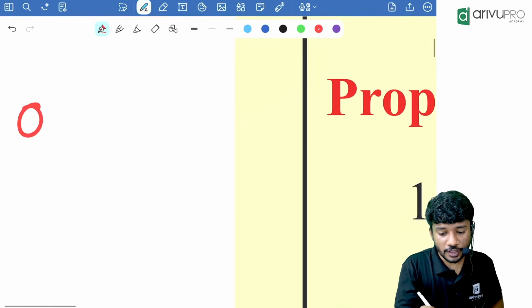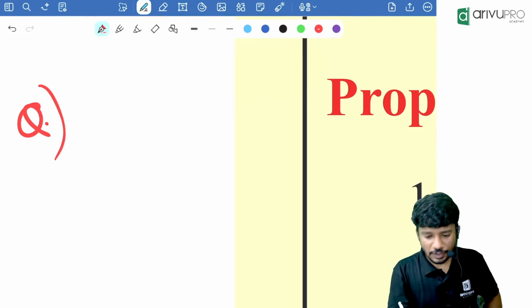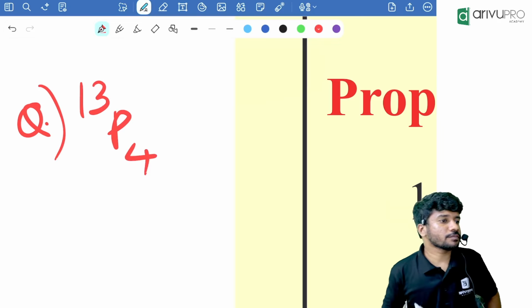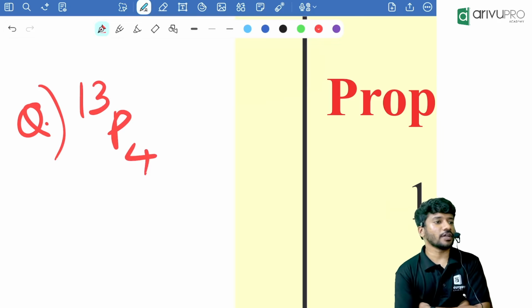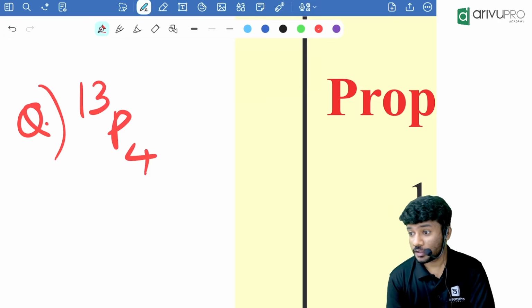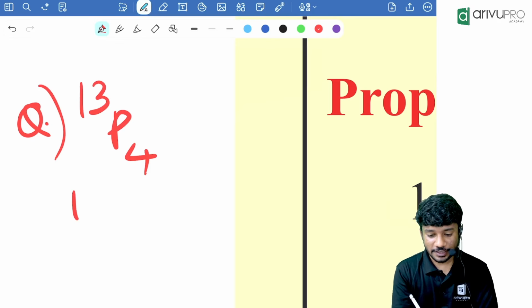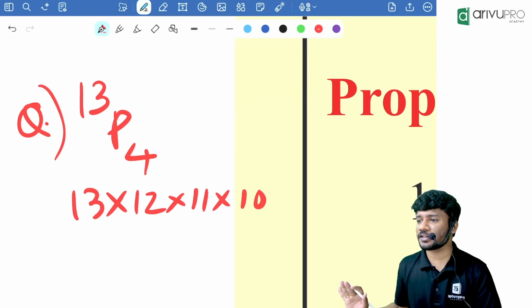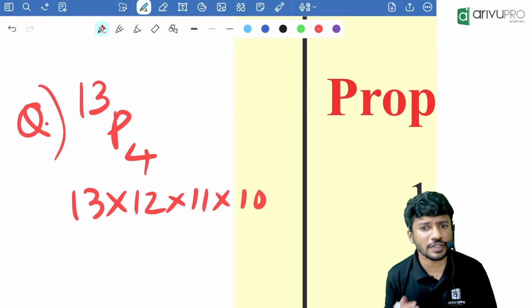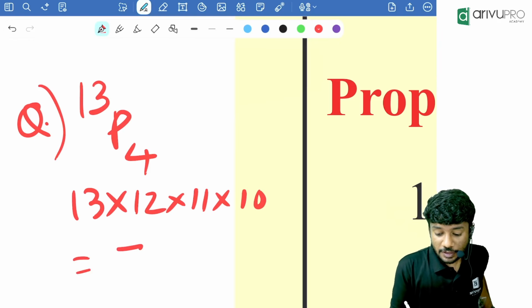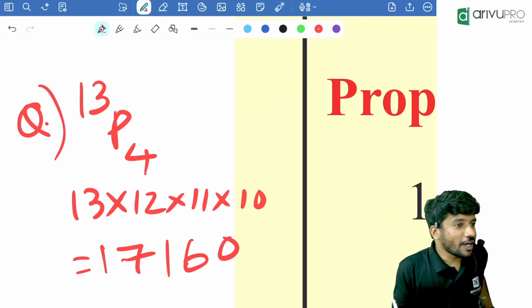The question is over here. Find me the value of 13P4. Everyone, get it using the calculator. Find the value of 13P4. How to do it? You will just write 13 into 12 into 11 into 10. Done. Just use the calculator, nothing else. You will not even write it, you will just type it on the calculator. How much did you get, people? 17,160.